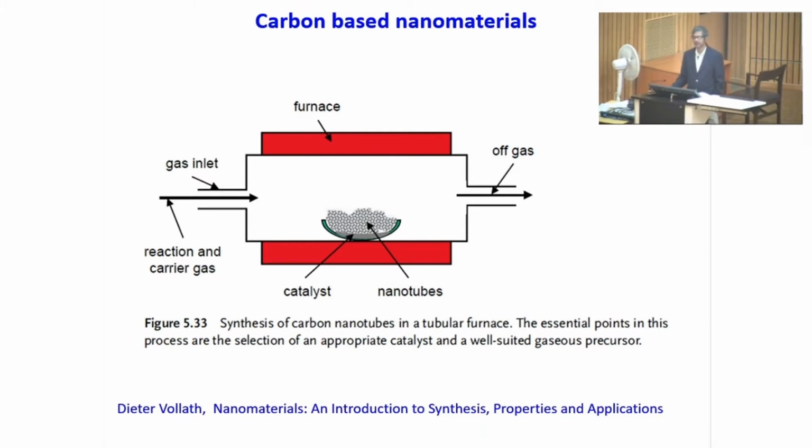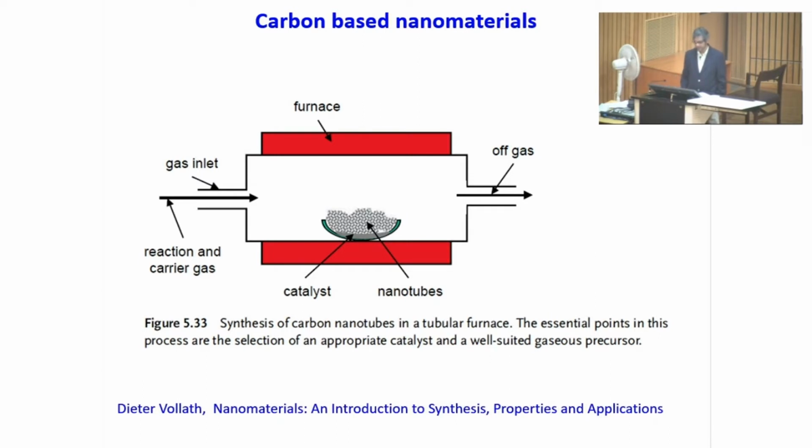You can put this graphitic material in a tubular furnace, and you can apply catalysts like iron or nickel, and then you can start producing graphene at a much lower temperature. Sorry, nanotubes. It is not much lower temperature. Something about 1100 degrees Celsius can be used to produce this kind of nanotubes.